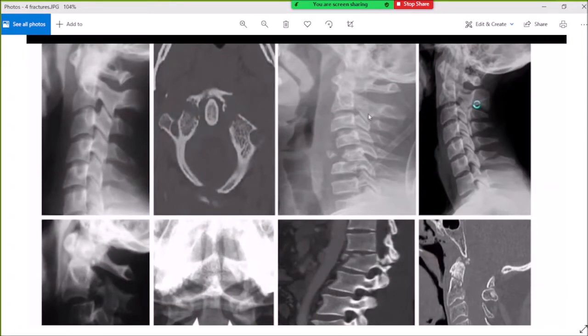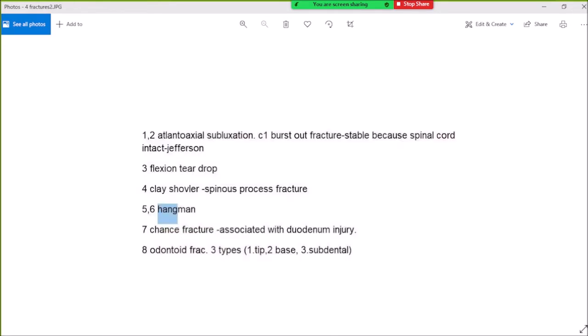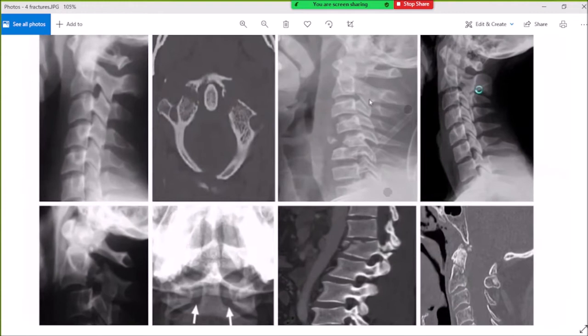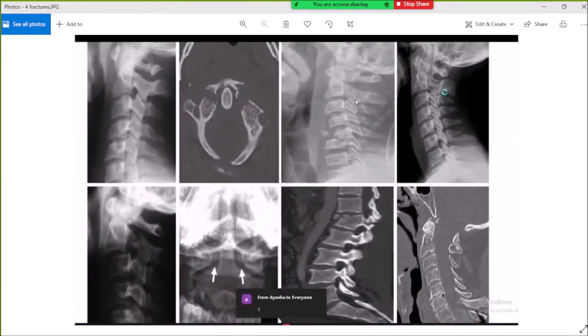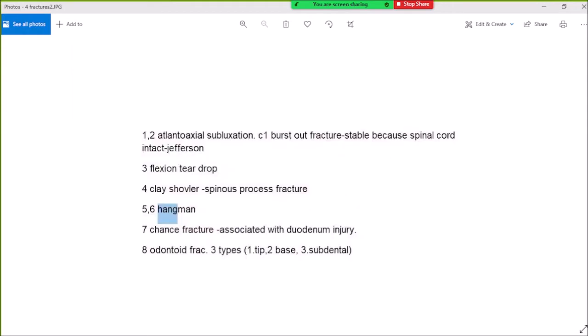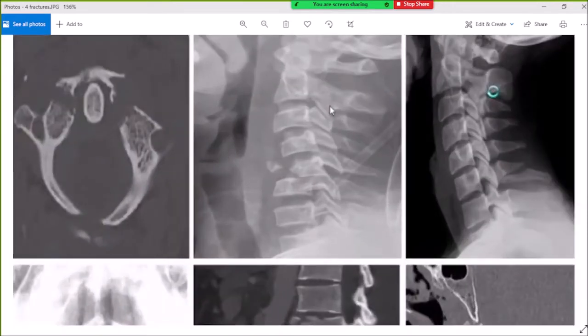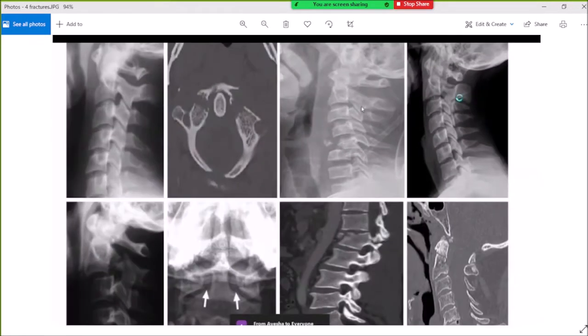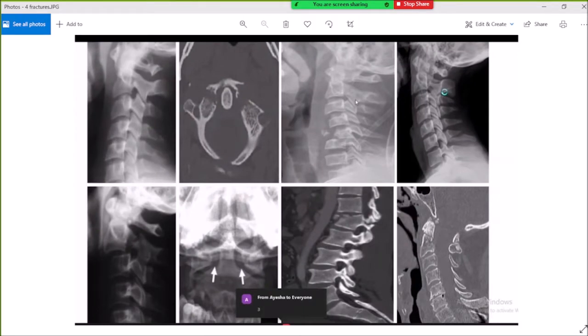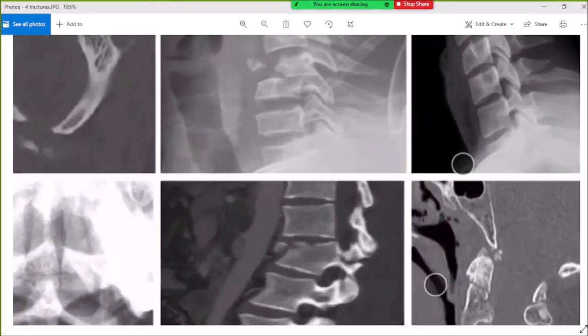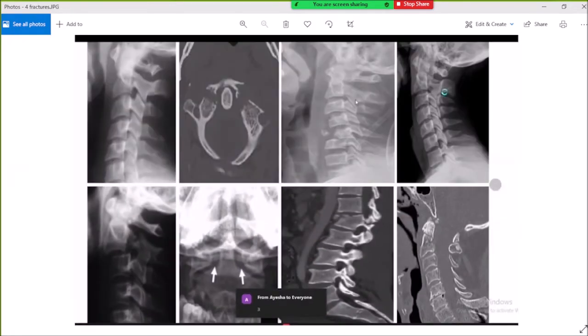This is Jefferson's fracture. C1 Jefferson's fracture. This is flexion teardrop fracture. This is clay-shoveler fracture, and this is Hangman fracture. These two: this is Chance fracture, also associated with duodenum injury, and this is odontoid peg fracture. Odontoid fracture.